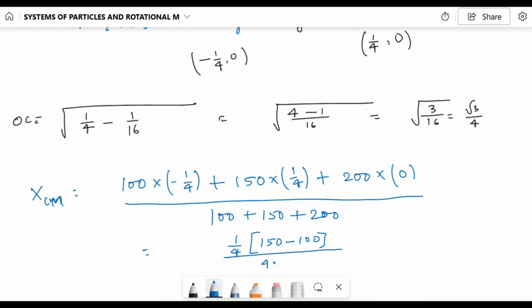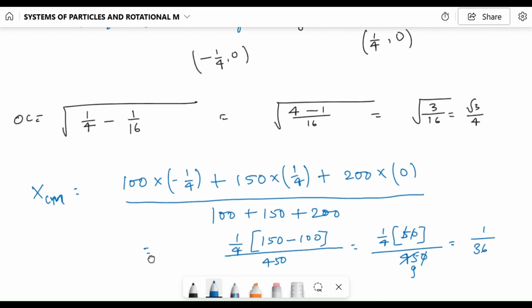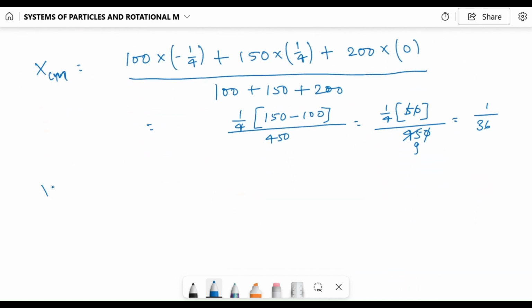This will be 450, and then it will be 1 by 4, and here it will be 50 only, and then 450, and then it will be like this, 1 by 5 times 9, 1, 4, 3, 6. 1 by 36 will be x of cm. Now, what is y center of mass?